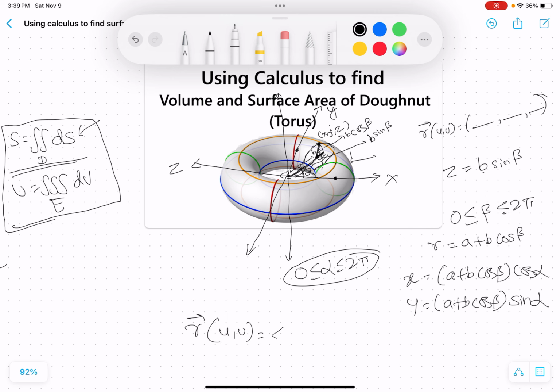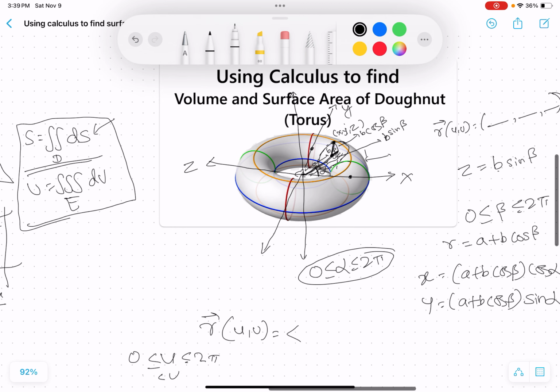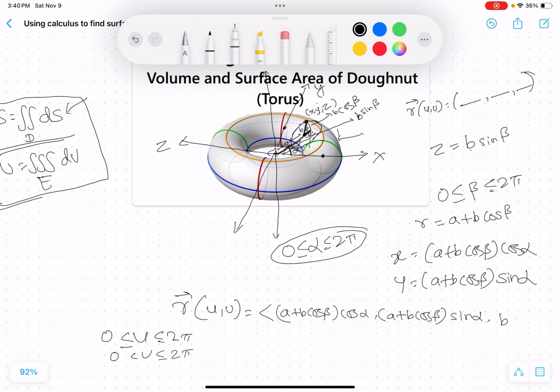So in the new coordinates, if it takes u and v, where u and v are between 0 to 2 pi, for these 2 points it plots a plus b cos beta times cos alpha, a plus b cos beta times sine alpha, b times sine beta. These will basically give the vectors that point to every point on the surface of the torus, right? So these will basically give the position vectors of all the points on the torus.